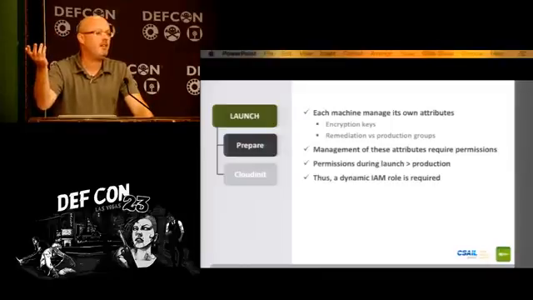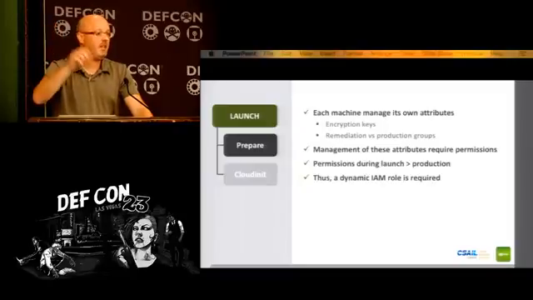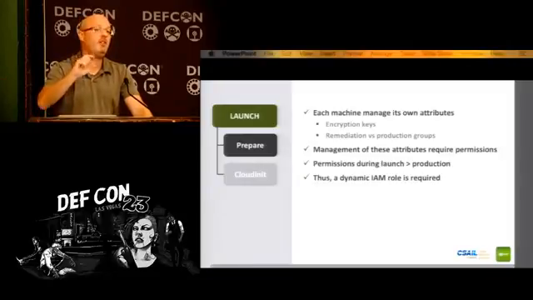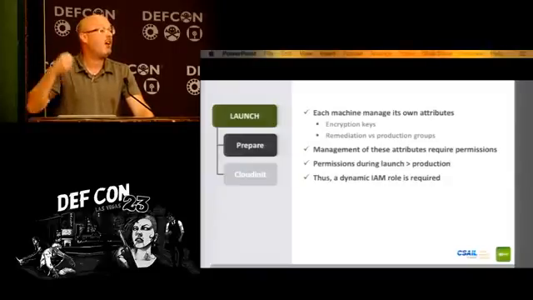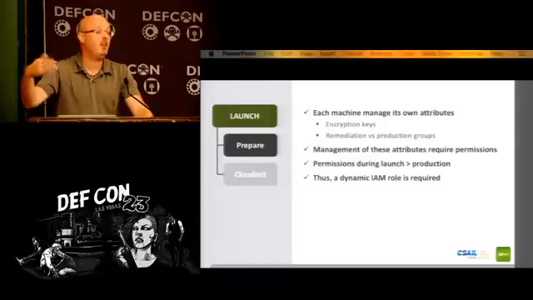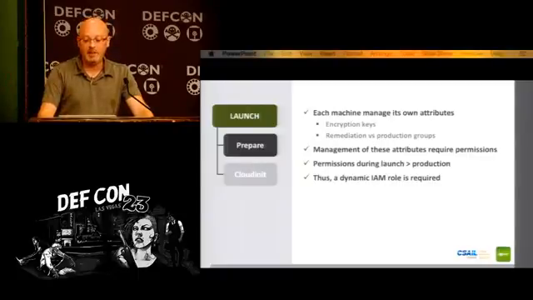Basically, it's a methodology we know from network access controls. Network access control prevents a workstation from connecting to your corporate LAN. How do they do it? They make sure you're okay. When you're okay, they move you to the production VLAN or users VLAN. Management of those attributes usually requires permissions. So we start, and usually those permissions are higher in the launching phase, and when you move to production, you want as little permission as possible. So we created something called a dynamic IAM role.